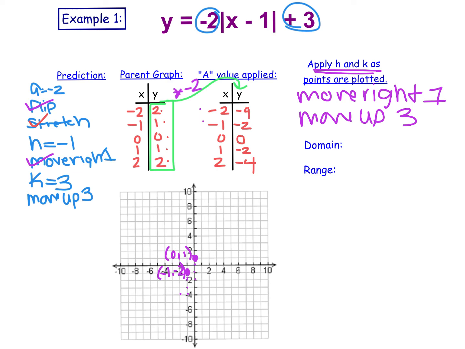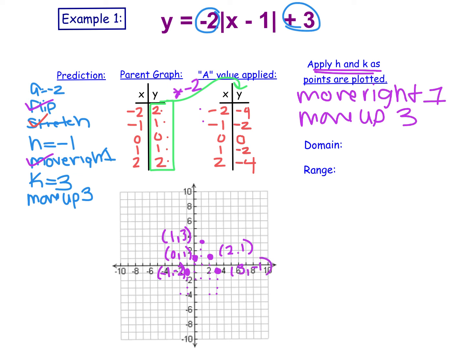We then go to the point 0, 0. And we go right 1, up 1, 2, 3. So we're at the point x is 1, y is 3. We then go to the point 1, -2. And we go right 1, up 1, 2, 3. So we're at the point x is 2, y is 1. And then we go to the point 2, -4. And we go right 1, up 1, 2, 3. So we're at the point x is 3, y is -1.